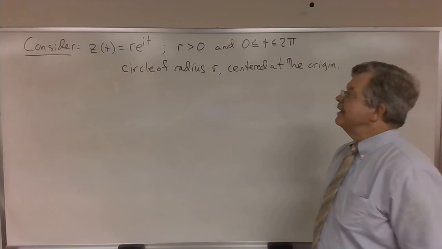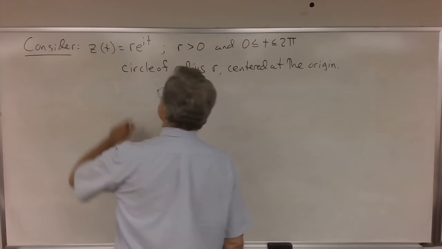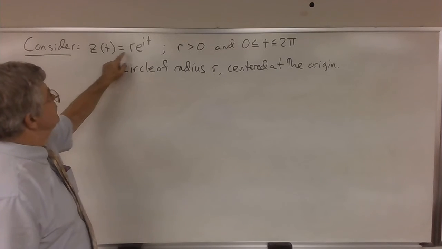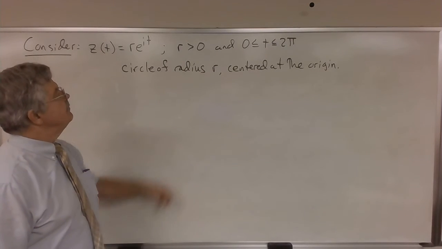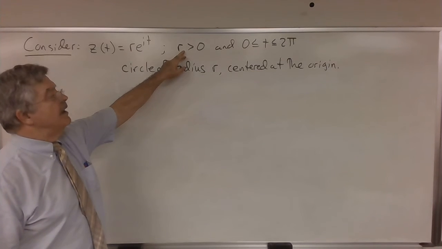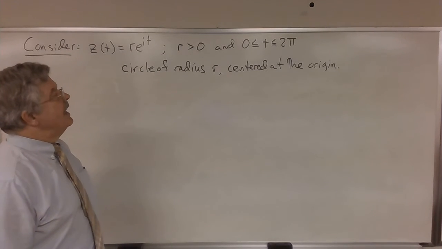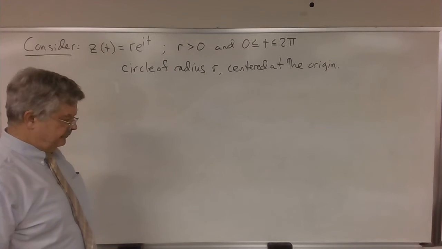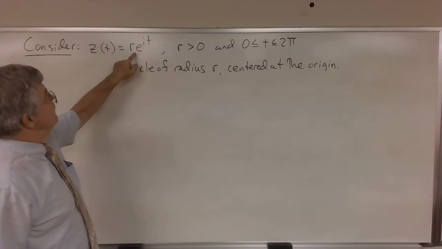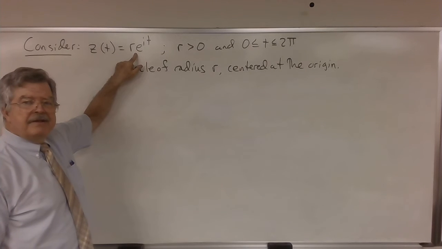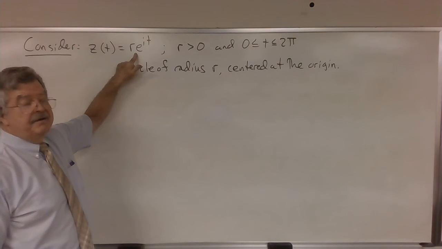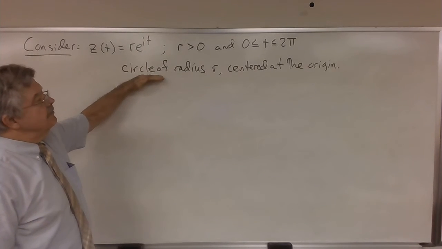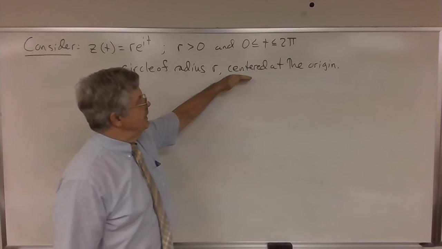Okay, let's look at another example. z of t equals r e to the i t, where r is positive, and t is anything between 0 and 2 pi. So essentially, this is the set of all points that are a distance of r from the origin. A circle of radius r centered at the origin.